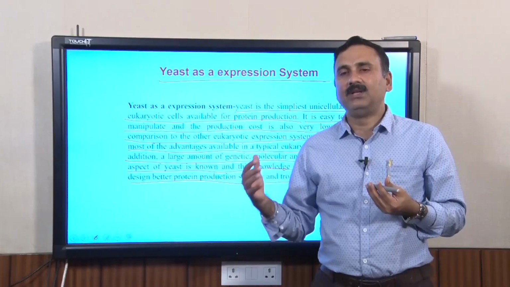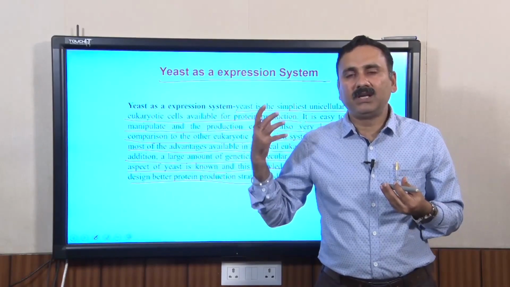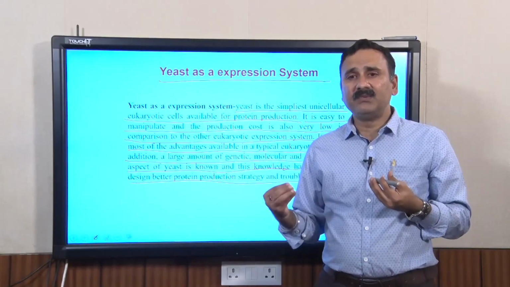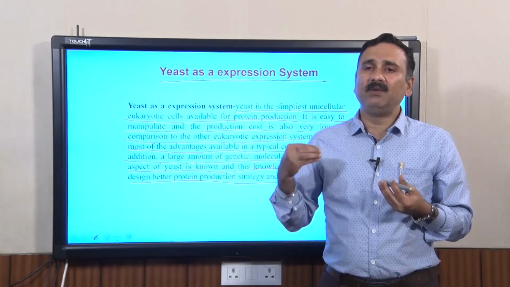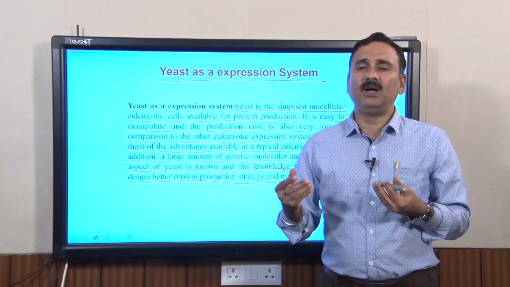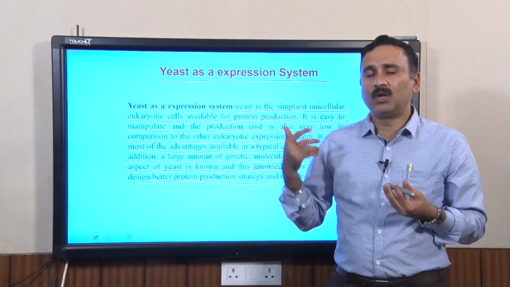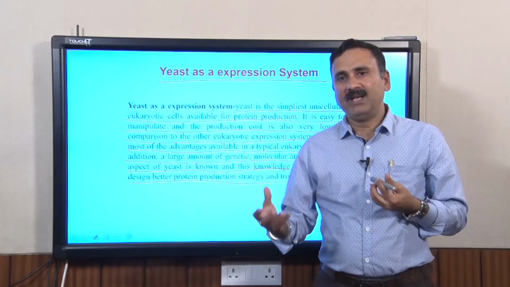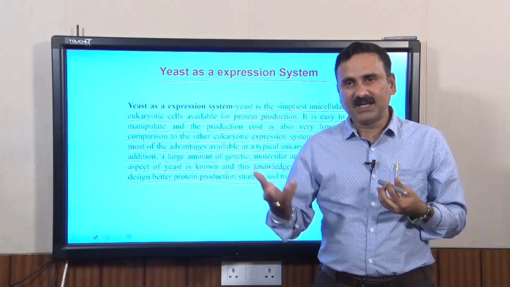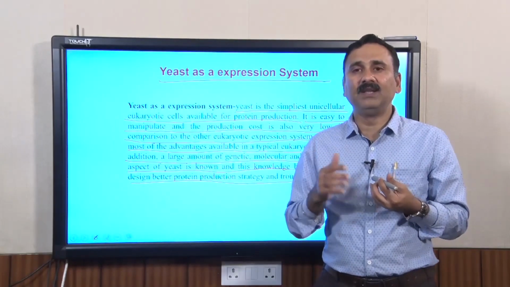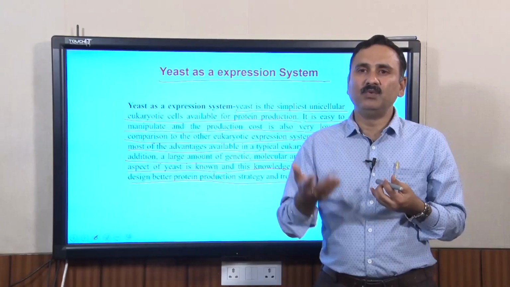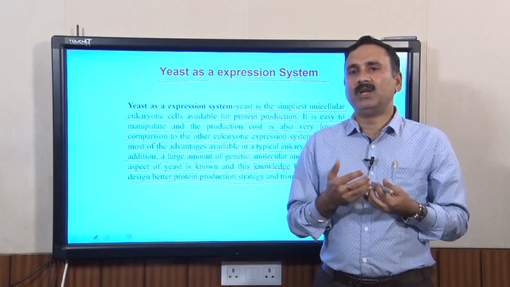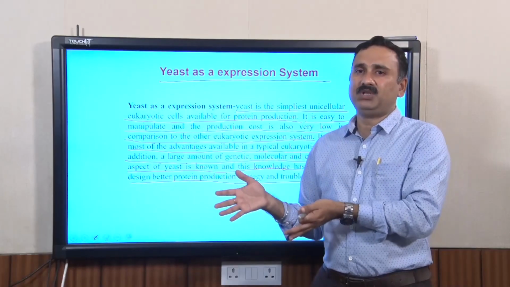Because of that, yeast is being genetically manipulated. We have very in-depth knowledge about the biochemistry of these cells, and we know each and every minute detail of the molecular biology protocols or strategies which you can use to manipulate yeast as an expression system. As a result, people are using yeast very extensively for producing proteins which require the eukaryotic machinery.